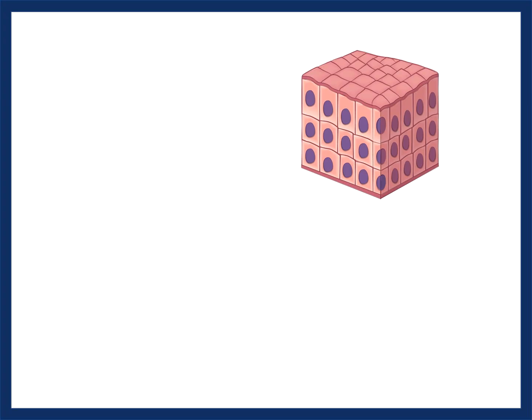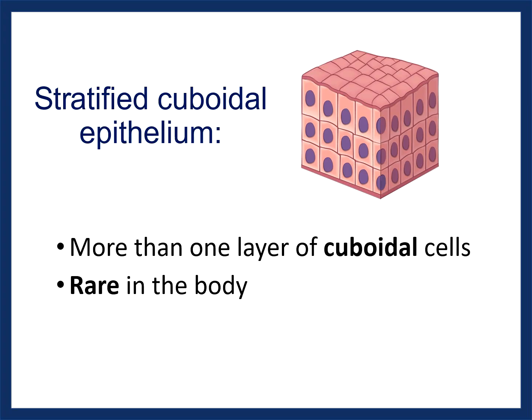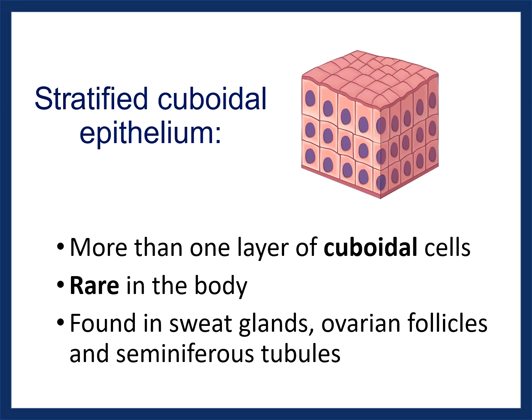The stratified cuboidal epithelium is going to be very rare in the body, but it's where we have more than one layer of these cuboidal shaped cells. So think about in places where you need a lot of secretion, like your sweat glands, right? You're producing a lot of sweat. So sometimes one layer of these secreting cells isn't enough. You need a backup layer. So we're going to have more than one layer. It is typically two.